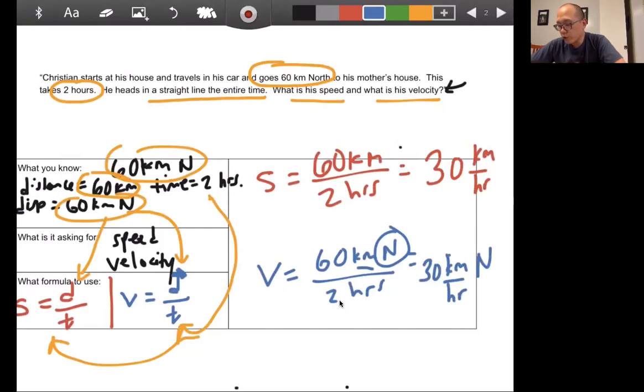So in this situation, the speed is equal to 30 kilometers per hour. And if we also said same situation, what is the velocity? The velocity is 30 kilometers north per hour, or they say 30 kilometers per hour north, in the north direction.